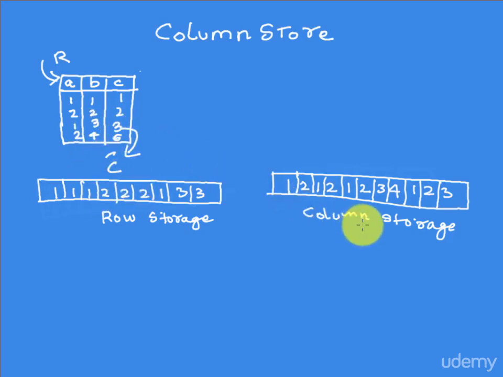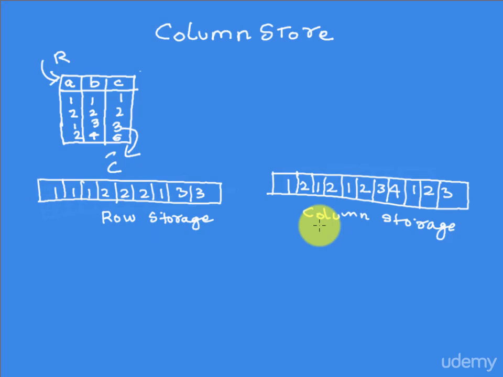Now, if you take the column store, you take the column and then store it sequentially. You store 1, 2, 1, 2, and then you go to the next column, column B, which is 1, 2, 3, 4. So you see 1, 2, 3, 4, and so on. So that is the basic fundamental difference between how you store in a row storage and in a column storage. Now, why should we do this?